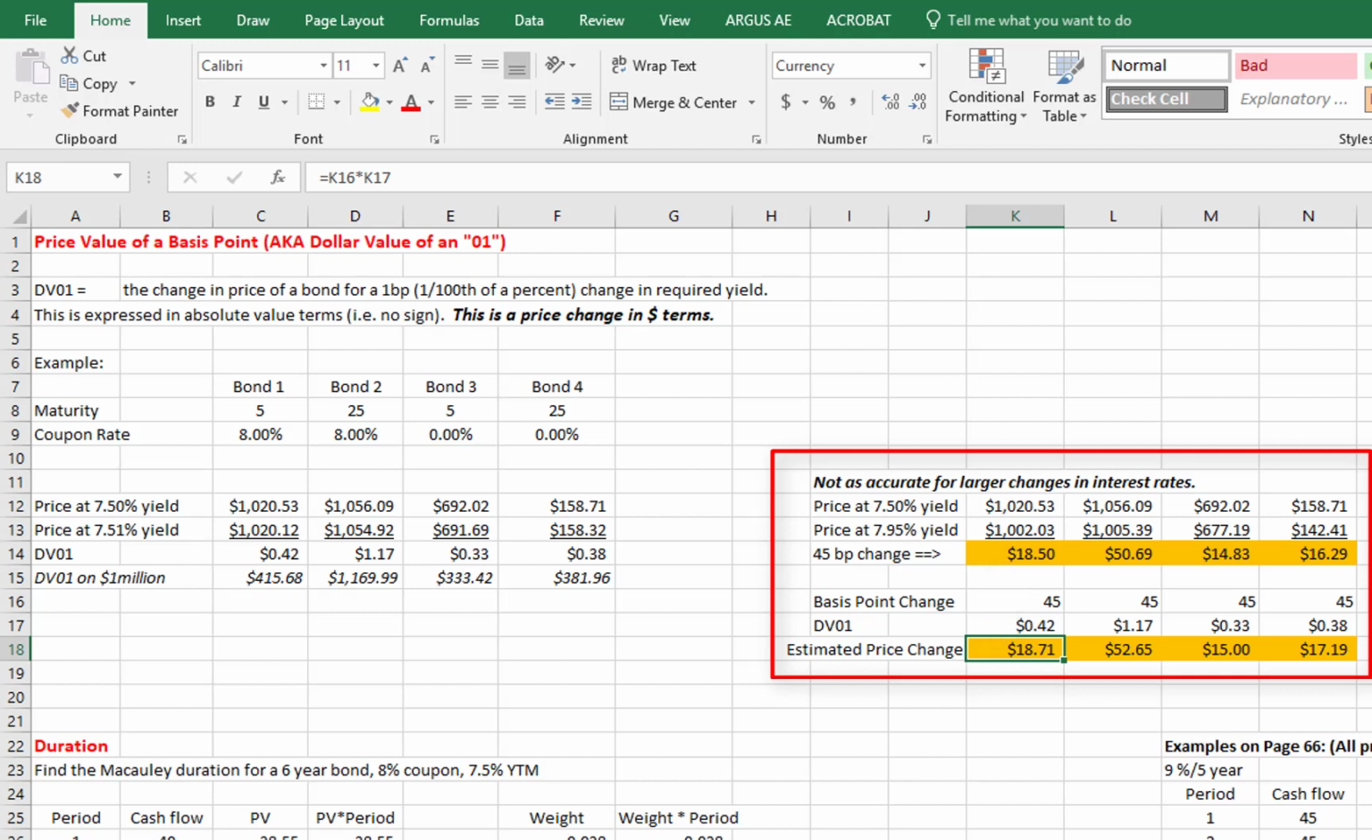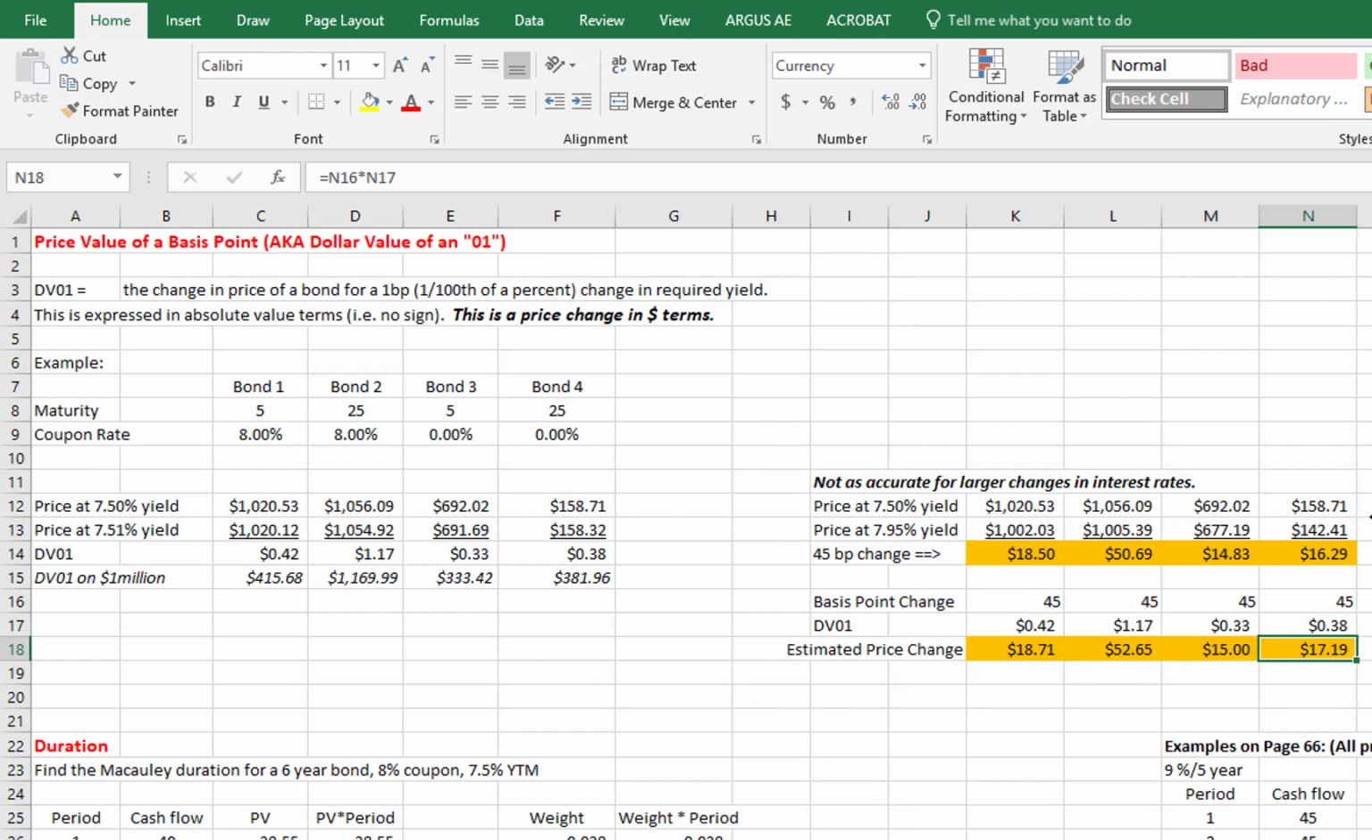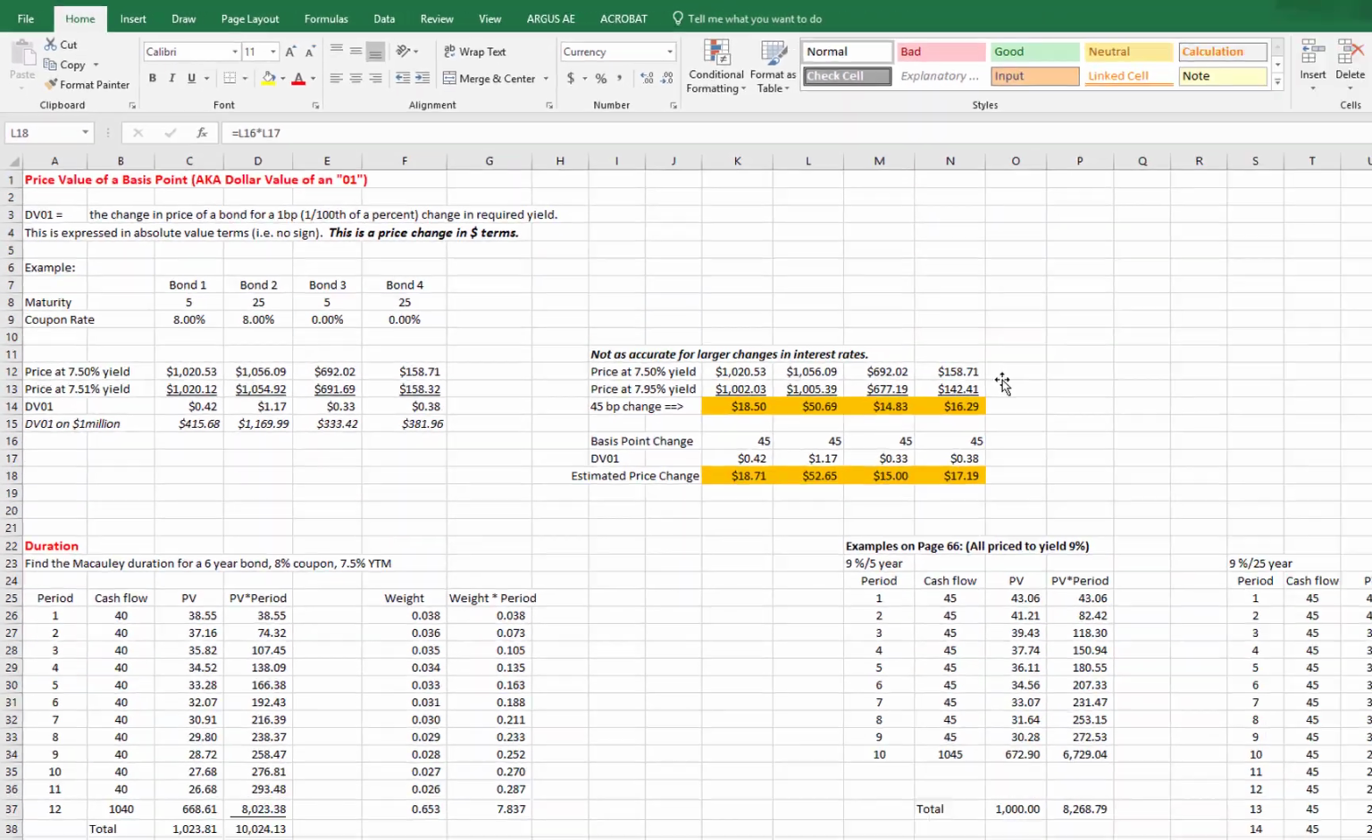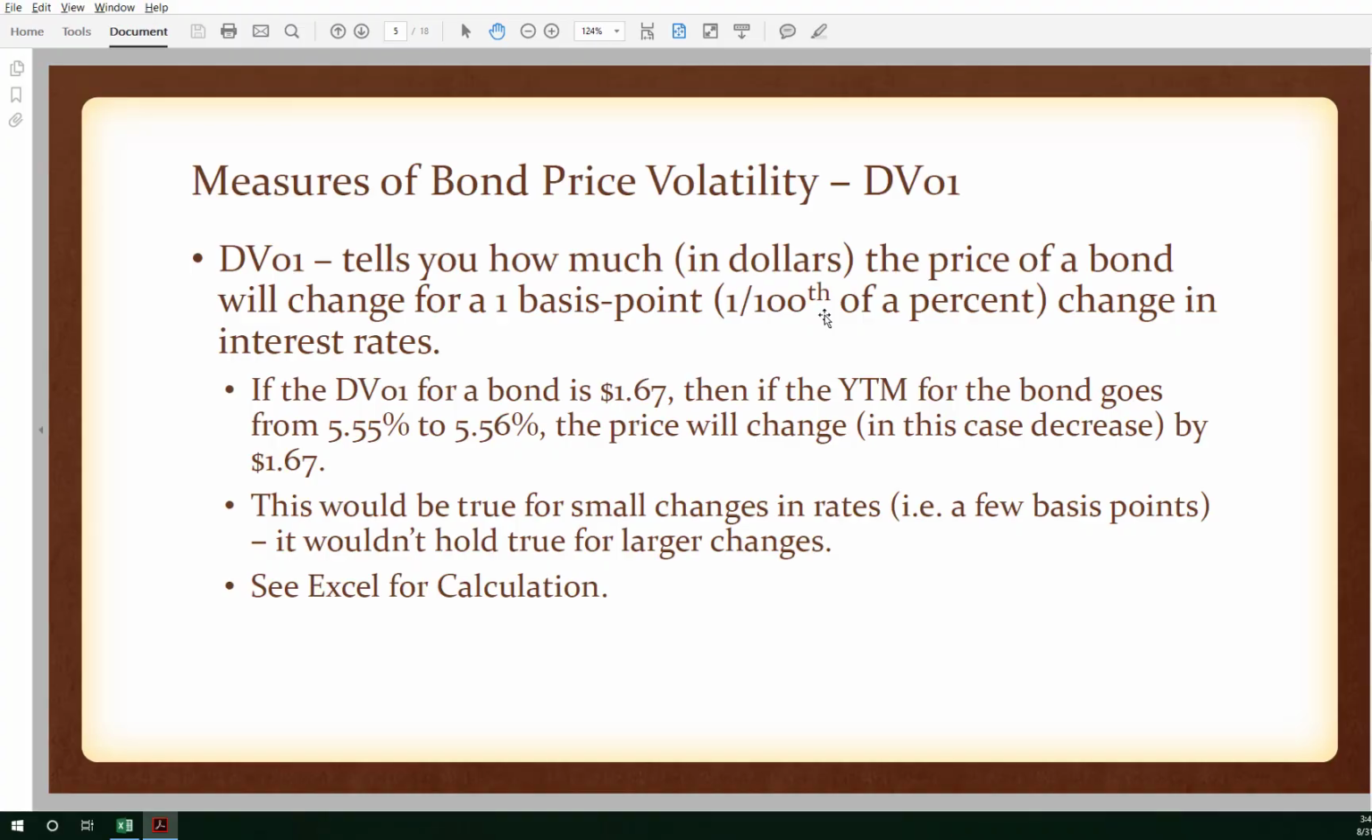And you can see the divergence across these other bonds is kind of getting big. This one is about a couple of bucks. So for small changes, it's very accurate. As we get bigger and bigger changes in the basis points from that initial yield to maturity, we're going to have less and less accurate estimations of the price. So that is the DV01.